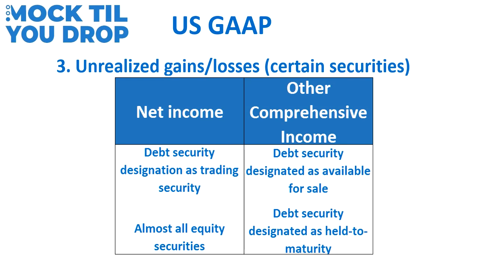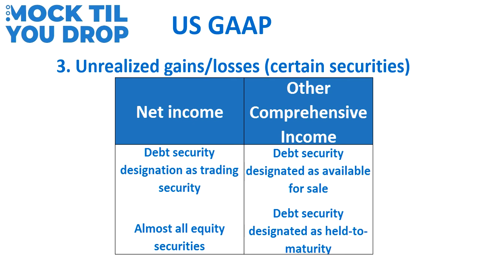Whether the unrealized gains and losses are reflected in net income or other comprehensive income depends on how the security is categorized. Under US GAAP, debt securities that are designated as trading securities and almost all equity securities would fall under net income. I say almost all equity securities because it doesn't include equity securities over which the firm has significant influence. In other words, they own a large percentage of all the shares.